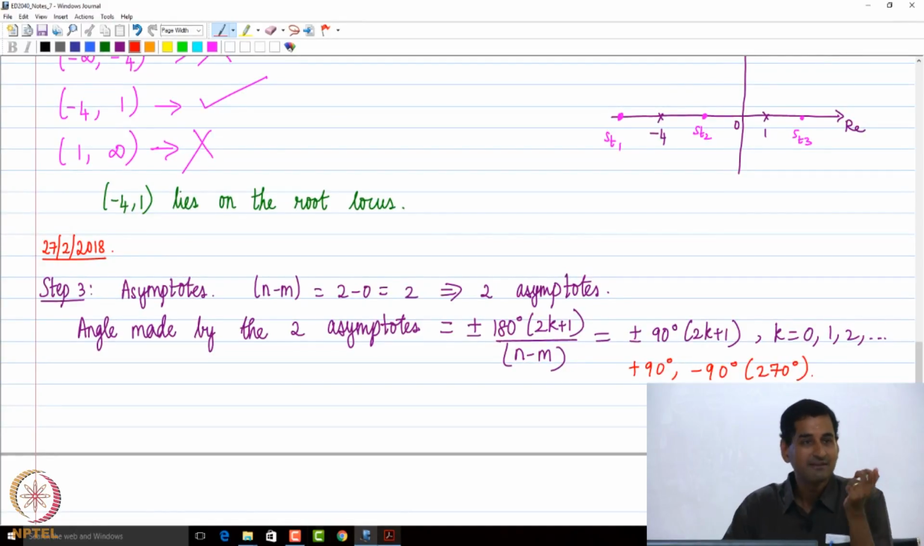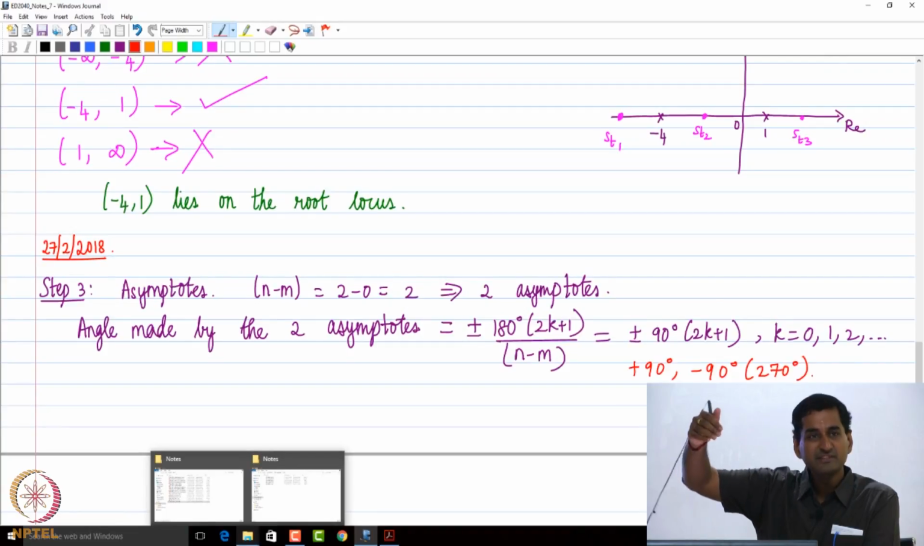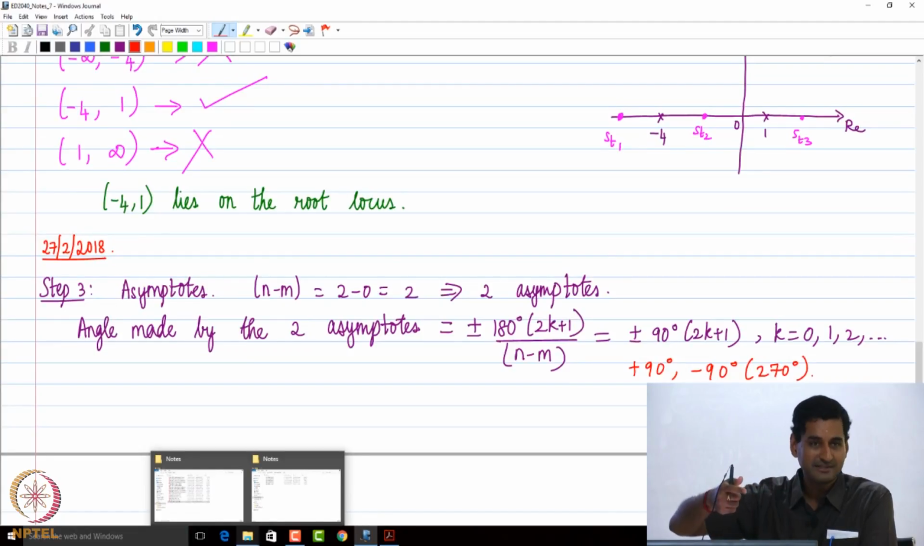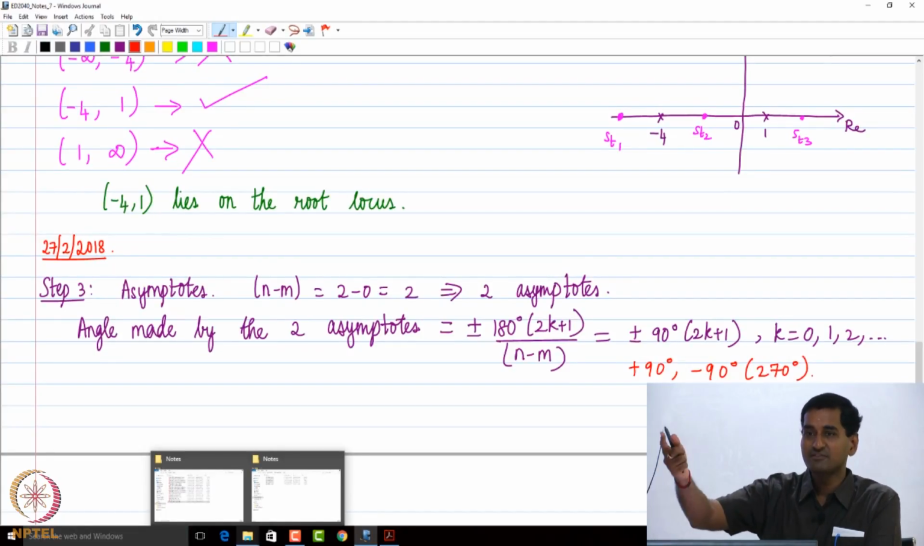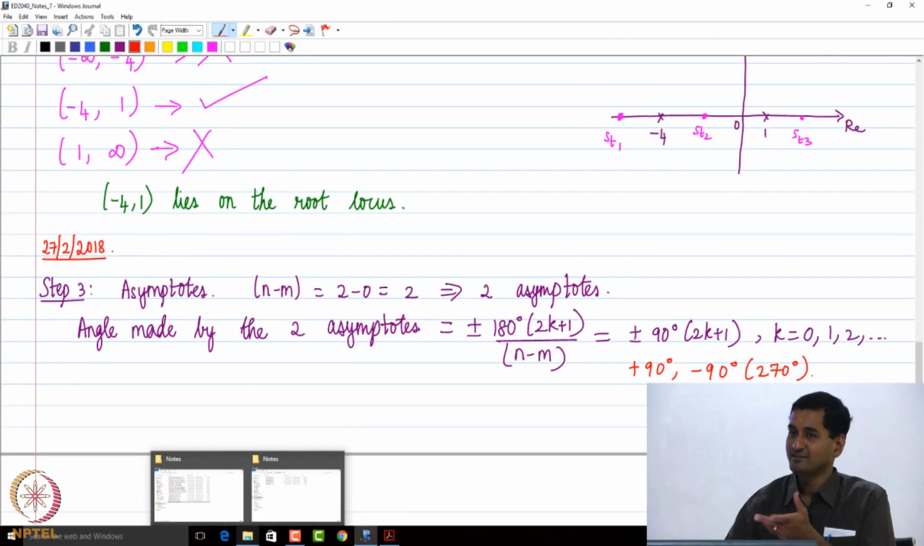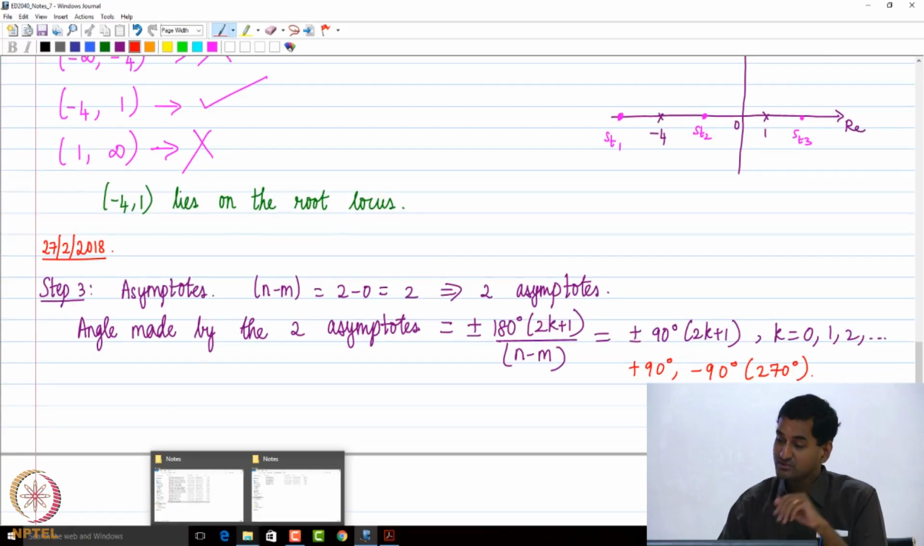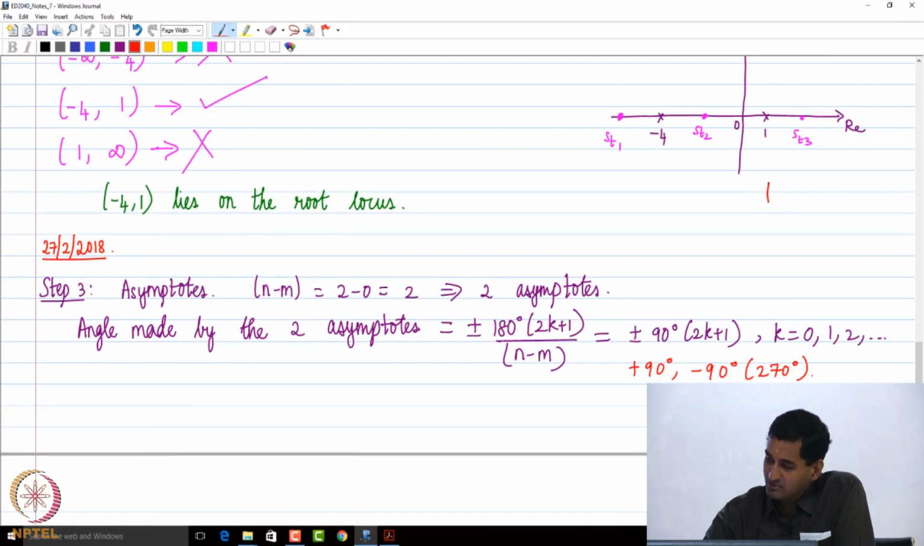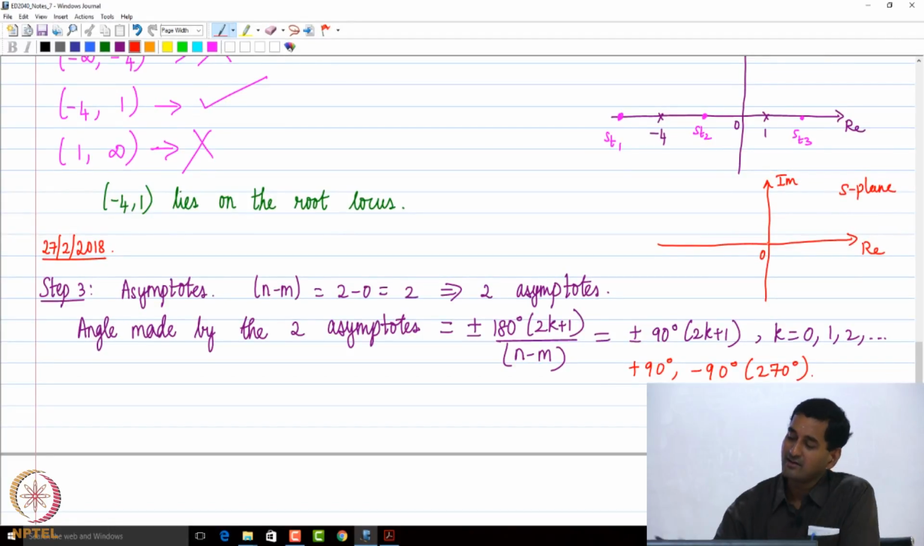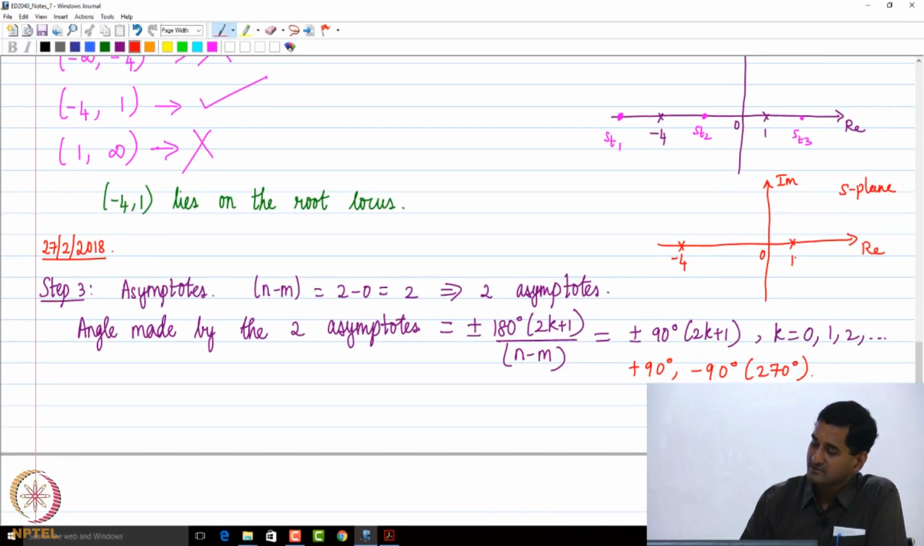You can count it any way. If minus 90 means you start from the positive real axis and go 90 degrees in the clockwise direction, that's essentially plus 270. You start from the positive real axis and go counterclockwise by 270 degrees. So that's the same thing. If I have to draw the 2 asymptotes, what's going to happen is the following. If I plot the real axis and the imaginary axis, and this is my S plane, the 2 asymptotes are going to make plus 90 and minus 90. Please remember, we have an open loop pole at minus 4 and an open loop pole at plus 1. So that's our base system.